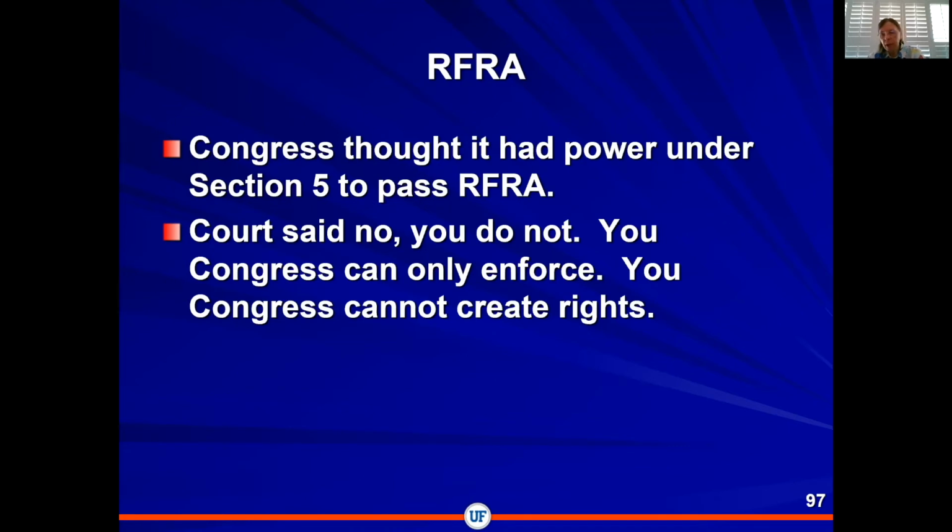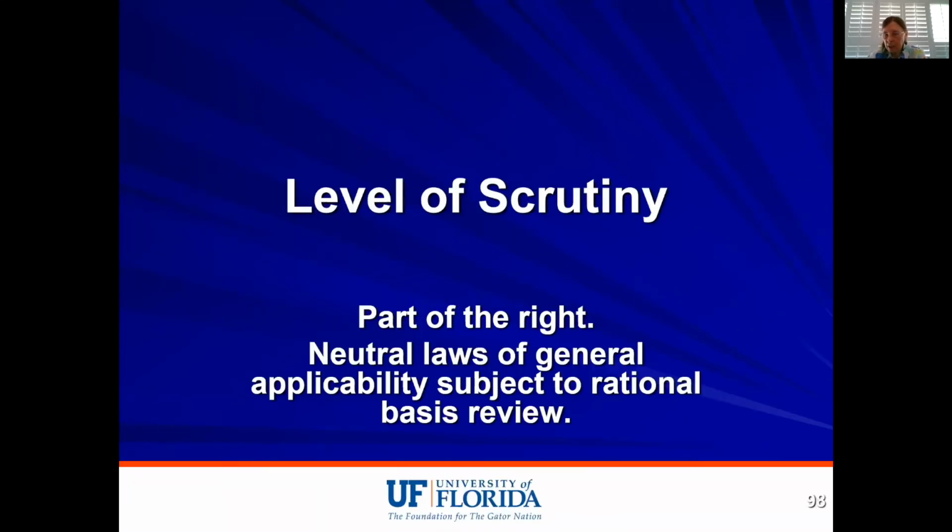And the court yells back at Congress, basically, you don't have the power to do that up there on the Hill. You can only enforce; you cannot create rights. That level of scrutiny is part of the right. When the court said neutral laws of general applicability are subject to rational basis review, that's what Congress can enforce. Congress can't make it a stronger right than what the court says it is. That's what made RFRA under Section 5 of the 14th Amendment unconstitutional. Congress doesn't have the power to create rights.